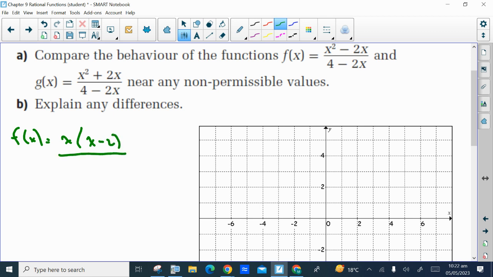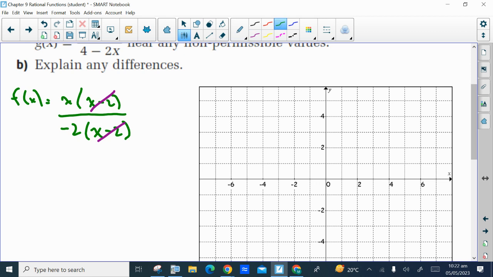On the bottom, I'm going to take out a common factor of negative 2. I should have said not the 4 negative, but the result when you divide 4 by negative 2. So when you take out a common factor of negative 2 on the bottom and switch the order around to put the x term first, it becomes x minus 2 as well. And so the x minus 2's will cancel. The simplified expression will be x over negative 2, or negative 1/2 x.